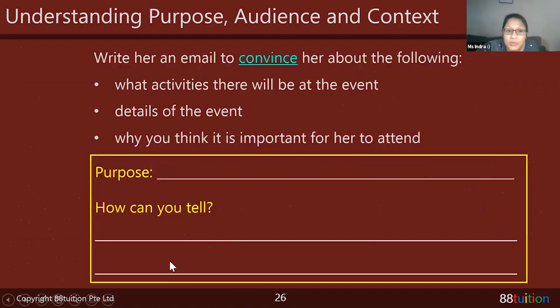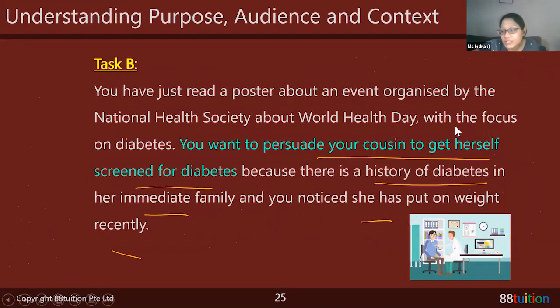Okay, so what are you supposed to do? You're supposed to convince her, right? What activities there will be at the event, the details, and why you think it's important for her to attend. Okay, so students, can I just have you share with me what you think is the purpose of this? Is it to persuade or to inform? Very good. It is to persuade.